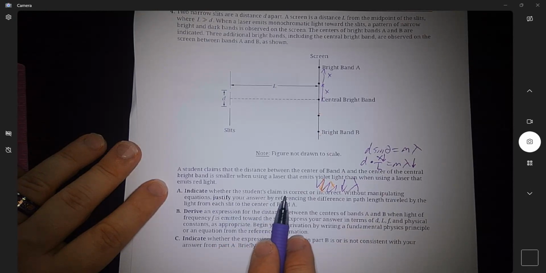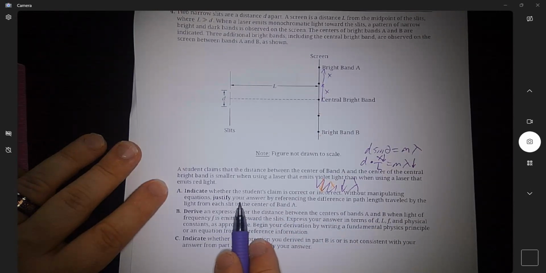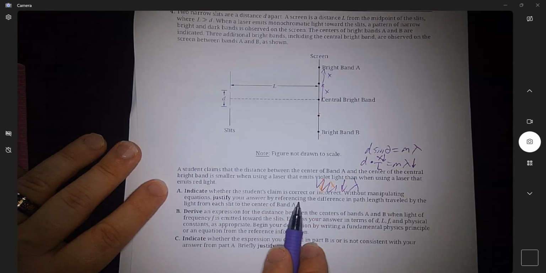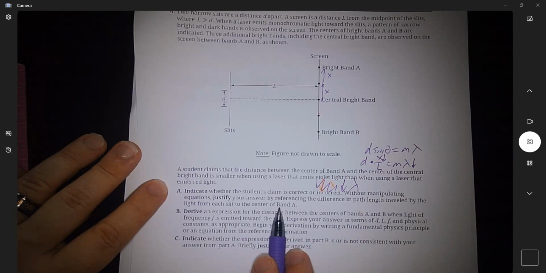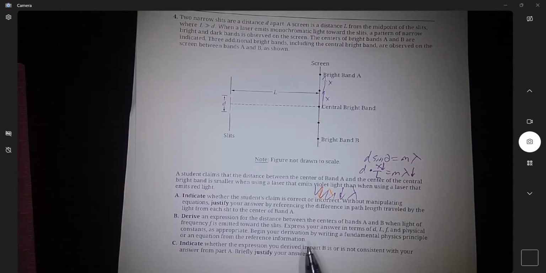Is smaller than when using violet light. And indicate whether the student's claim is correct or incorrect without manipulating equations. Justify your answer by referencing the difference in path length traveled by the light from each slit to the center of band A.